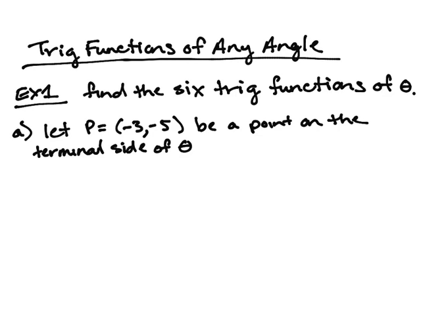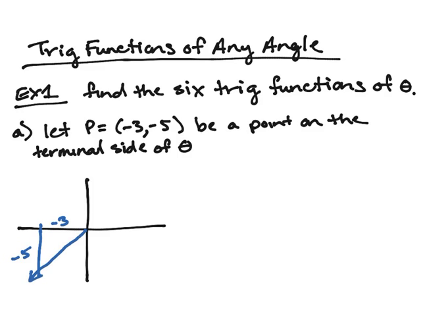Okay, so if I give you a point in the xy plane, the first thing we're going to do is plot it and see what it looks like. So if I plot the point -3, -5, I'm going to go over -3. I'm going to go down -5. And we're drawing an angle here. The terminal side of this angle is the hypotenuse. I didn't do a very good job there.